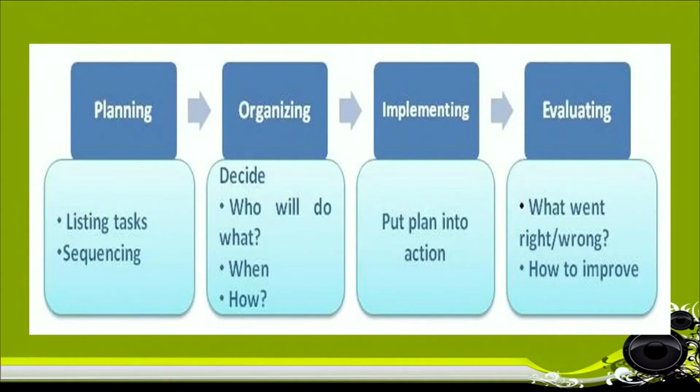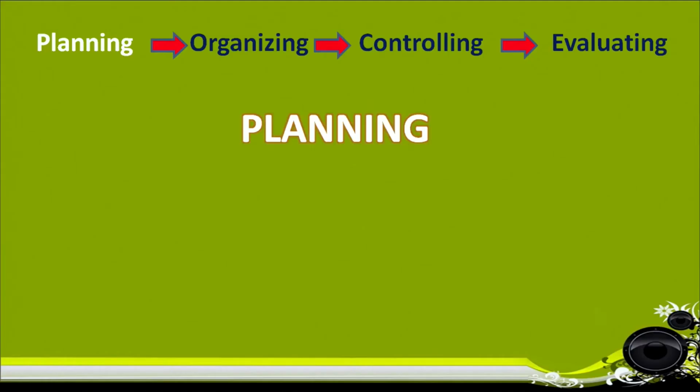Planning includes listing of tasks and sequencing them. Organizing means deciding who will do what, when and how. And implementing means putting the plan into action, really doing the work, and evaluating what went wrong or right and how to improve. Let us detail each of them, and on top you will always see the four steps: planning, organizing, controlling, and evaluating.